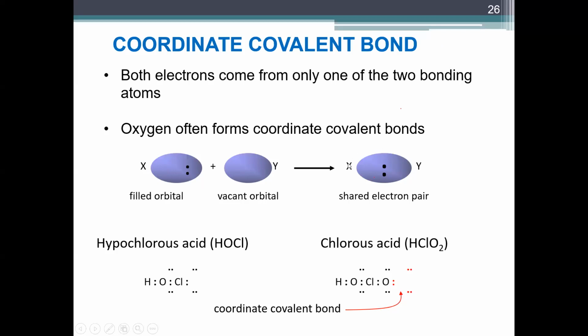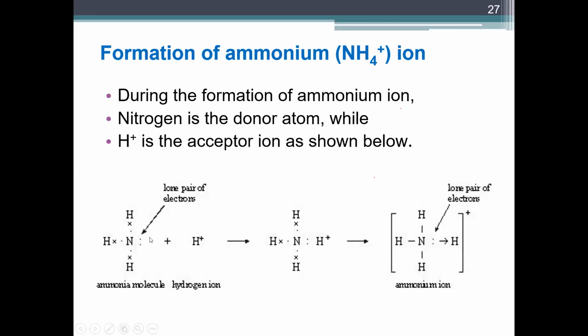So X is the one giving, the donor atom, Y does not have, and they will form a bond between them. The electron pair of the bond is donated by only one of them. Unlike the other one, where the two of them share, here only one is bringing the electrons that they are sharing. And a good example is ammonia.